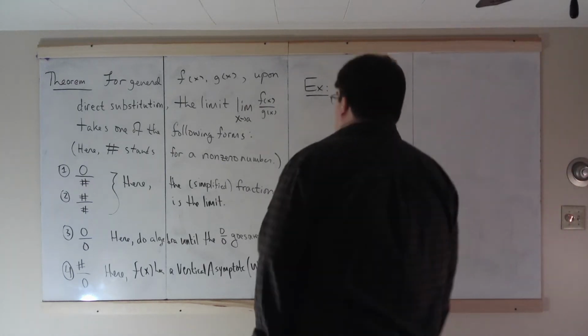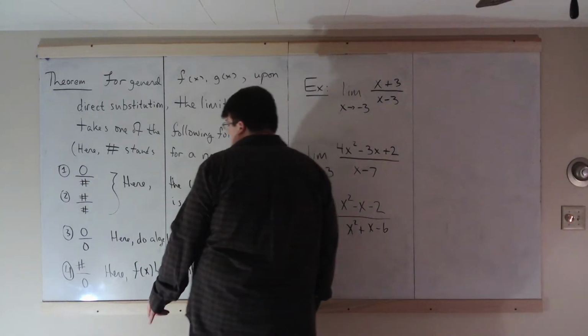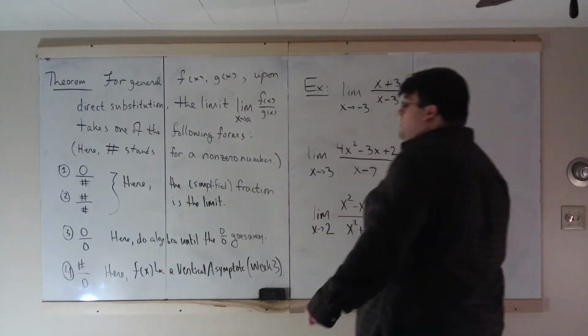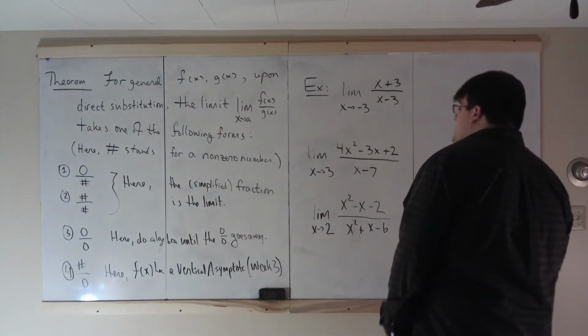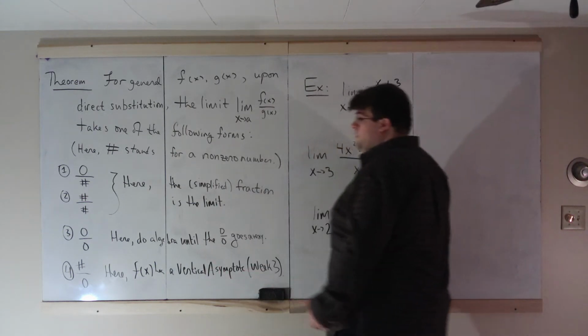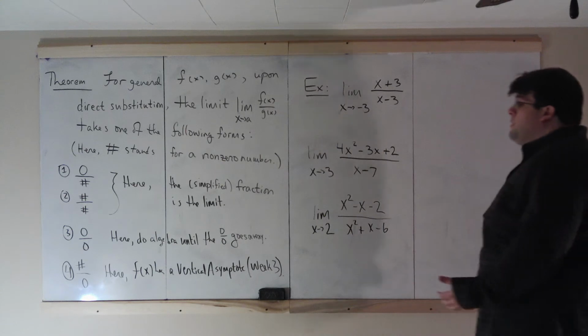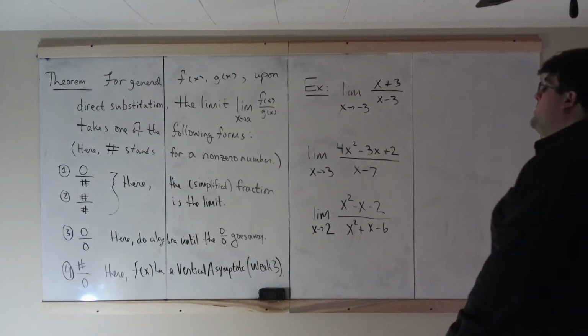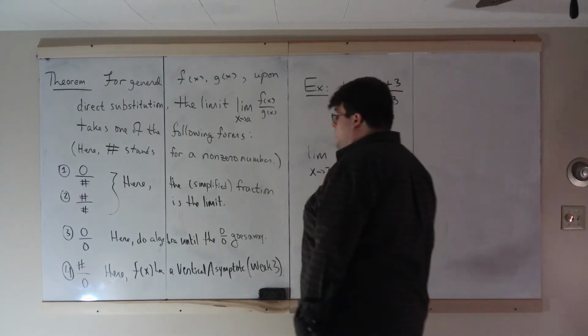Case 3, if you do a direct substitution, you could get a 0 over a 0. If you get a 0 over 0 upon direct substitution, then what we will do is some algebra until the 0 over 0 goes away. And we'll see what I mean by that when we do one of these examples.